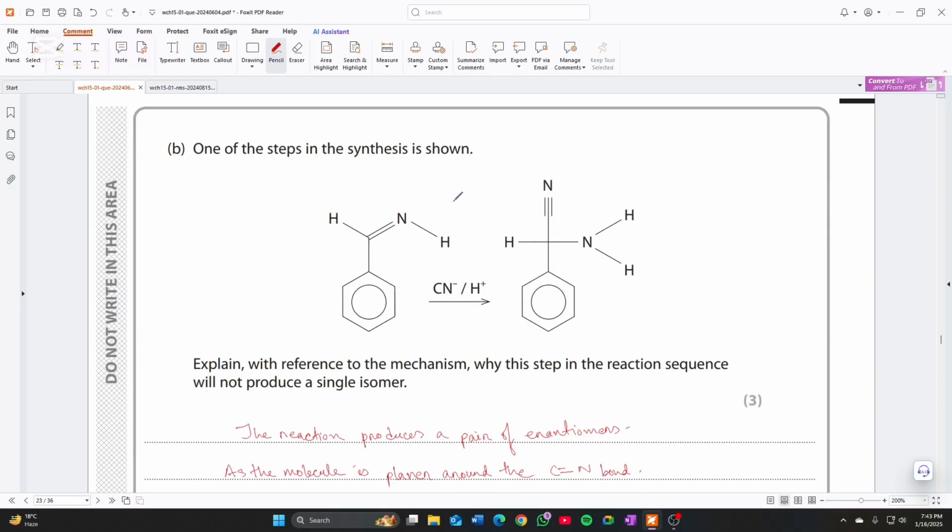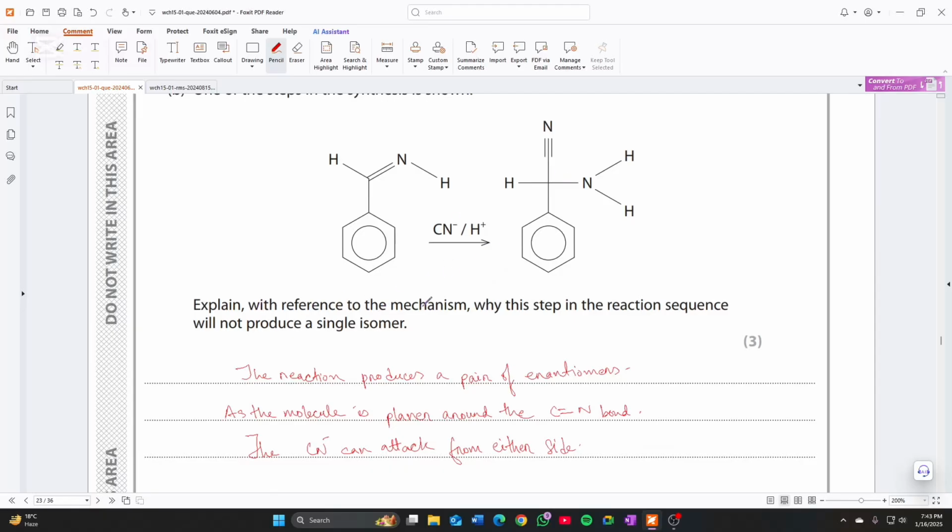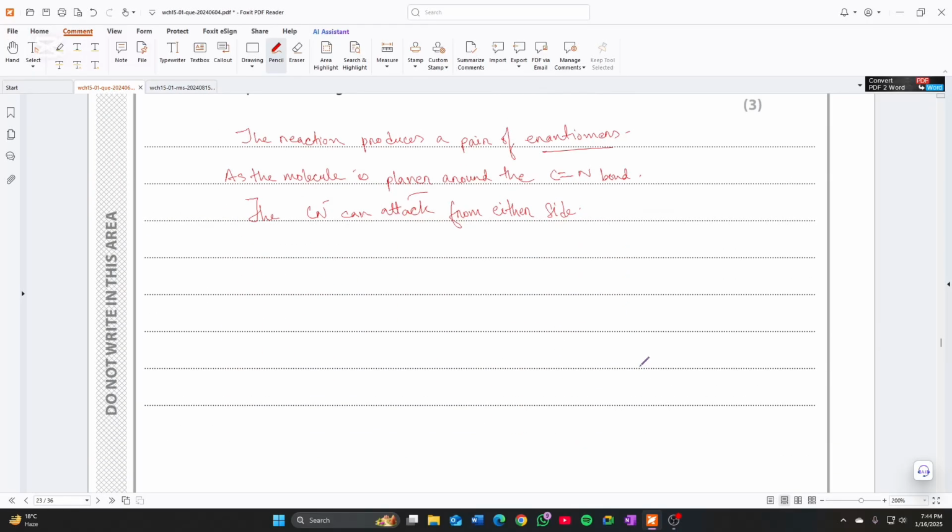One of the steps in the synthesis is shown. Explain with reference to the mechanism why this step in the reaction sequence will not produce a single isomer. This is because you can see that this is a planar molecule. This doesn't have any rotation. Since this is a planar molecule, the attack by the CN minus nucleophile can be from anywhere. This could be from this side, or from this side. Therefore the reaction produces a pair of enantiomers, and as the molecule is planar, the CN minus can attack from either side, and therefore two different isomers will form.